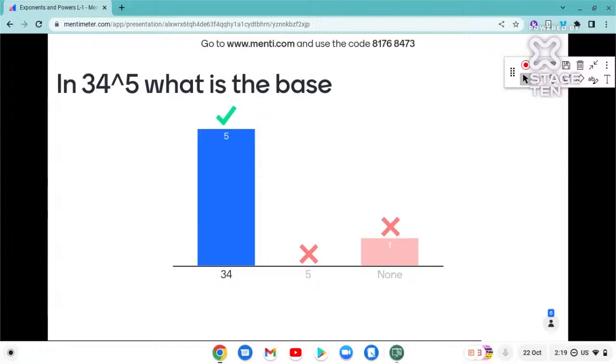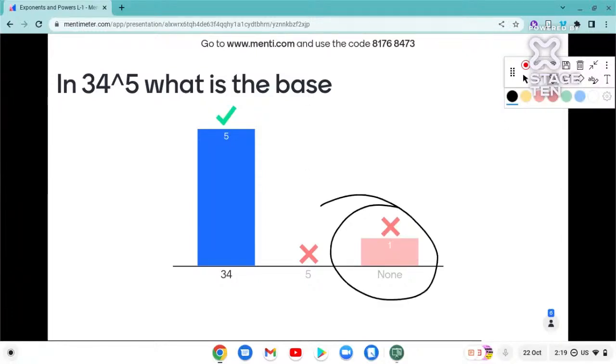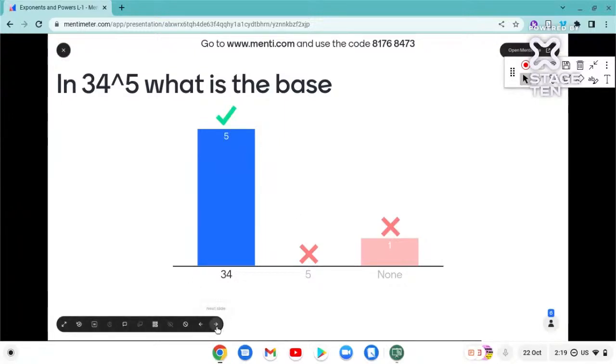Very good. Who gave this answer? Who gave the answer? None of these. Everyone, a round applause for none of these. In 34 raised to 5, there is no base; no base is present in there. It is like no base, no power, nothing is there in it. Obviously, the right answer was how much? It was 34, right? Yes, 34 is the right answer. Who gave that answer? Okay, so let's check. No problem. Maybe it could be a misclick, I believe.